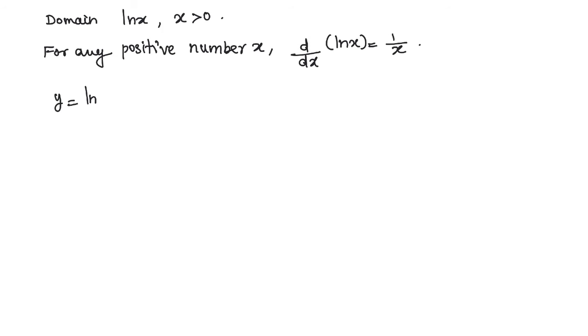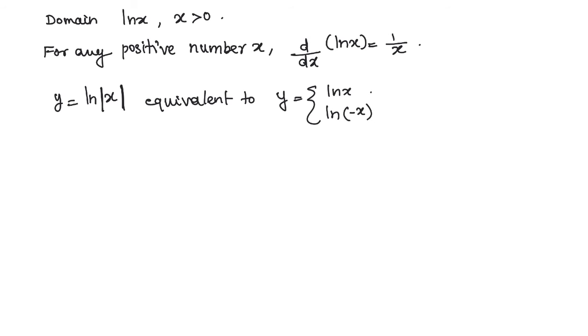If y equal ln of absolute value of x, here since it has absolute value sign, x can be positive or negative. So this is equivalent to ln of x or ln of negative x, because x can be positive or negative. It is positive x if x is greater than 0. This is negative x if x is less than 0. Let's see what will be the derivative of that. Derivative of ln of x when x is greater than 0, we already know that is 1 over x.